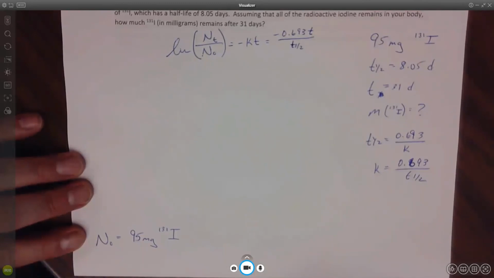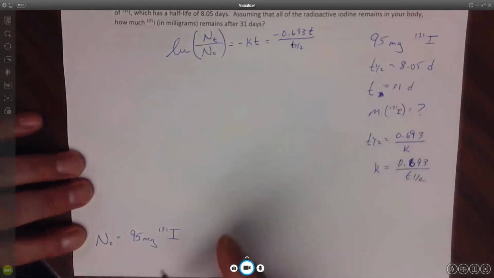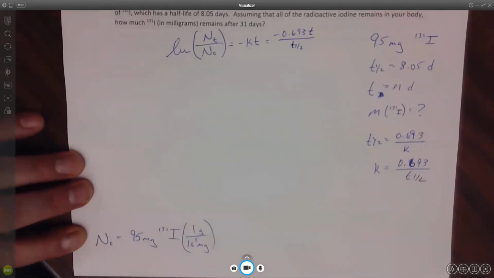You convert the milligrams to grams and then grams to moles. Okay, how do I convert the milligrams? There's 1,000 milligrams in 1 gram. So now we have grams. Now how to get the moles? You divide by the molar mass.